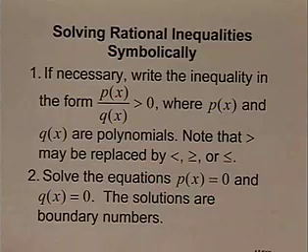Now, in that last example, we solved a polynomial inequality. And next, we're going to solve rational inequalities. And the process is somewhat similar. The first step, if necessary, write the inequality in the form p of x divided by q of x greater than 0, where p of x and q of x are polynomials. Note that greater than may be replaced by less than, greater than or equal to, or less than or equal to. Solve the equations p of x equals 0 and q of x equals 0. The solutions are boundary numbers.